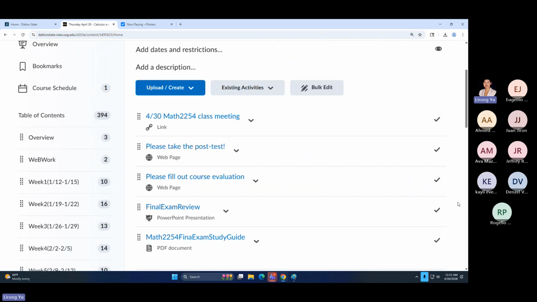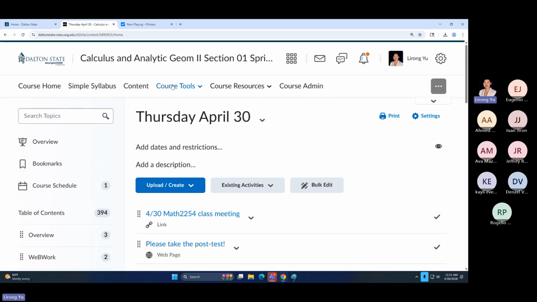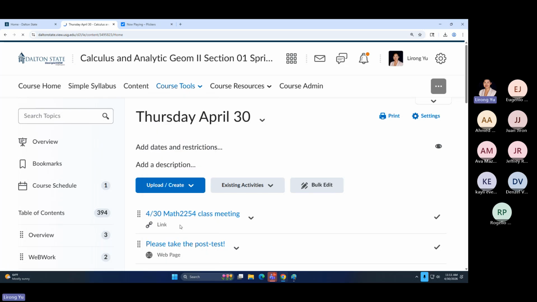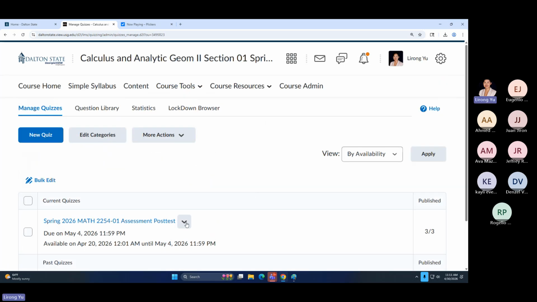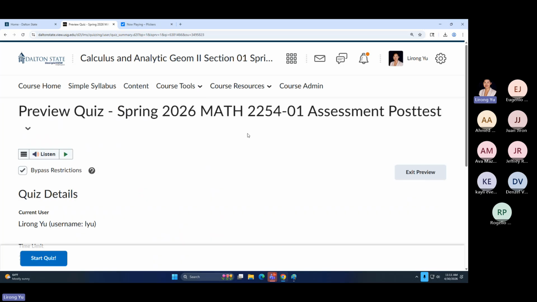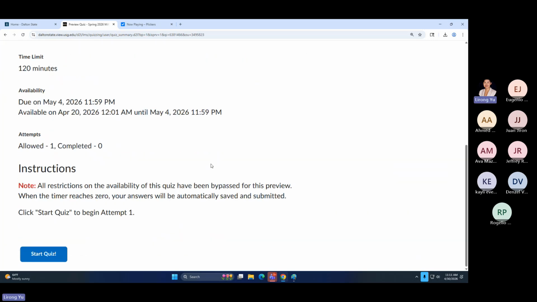Number 1, I want to remind you, if you haven't taken the post-test, please take it, because we really wanted to see by the end of the semester, compared to the beginning of the semester, how much we know. When you click on the post-test, it's under course tool inside quizzes. You're gonna find the post-test. I won't be able to take it, but I can possibly preview.